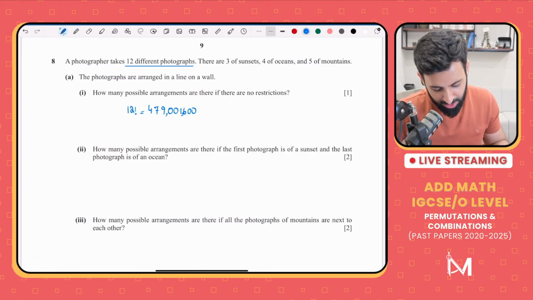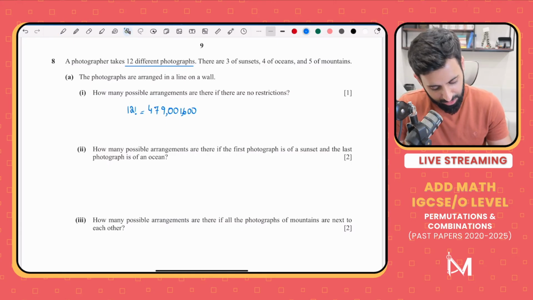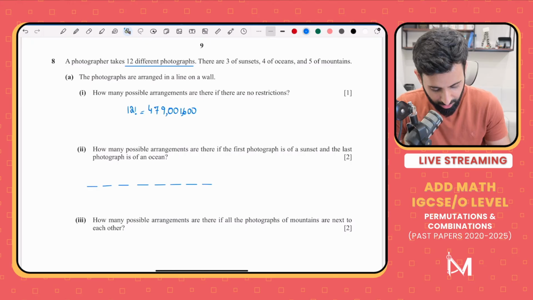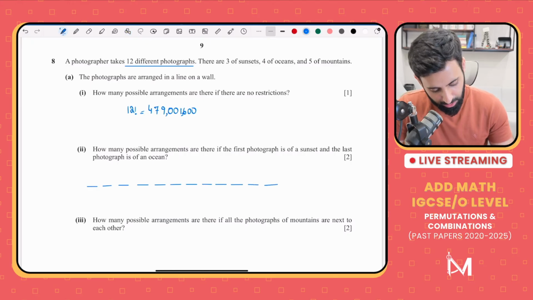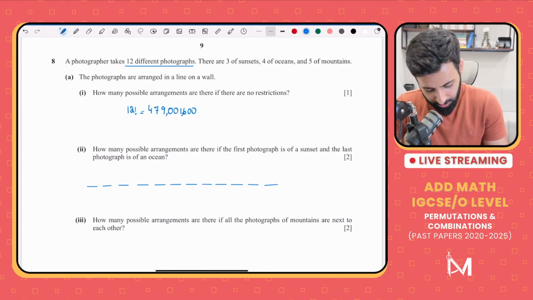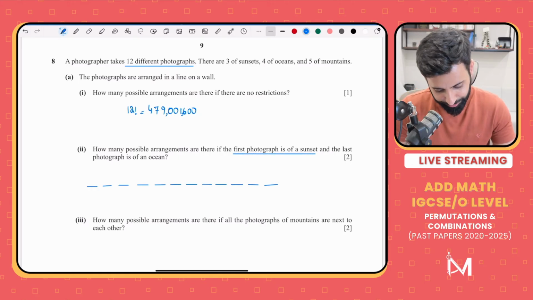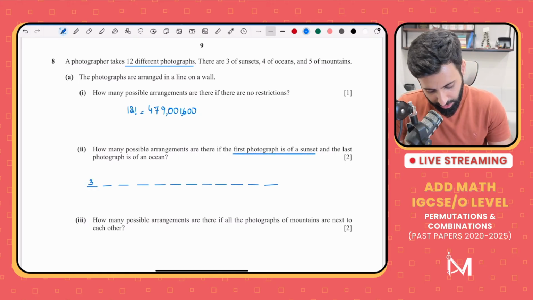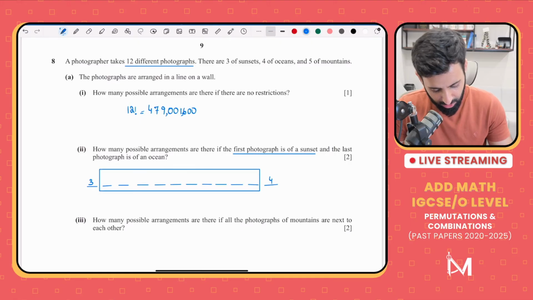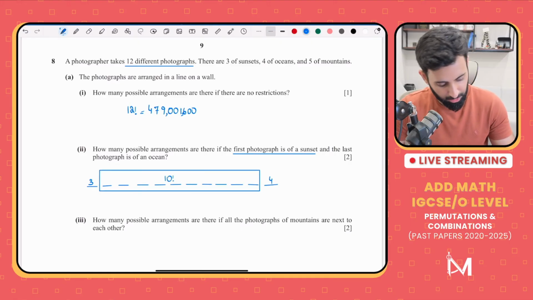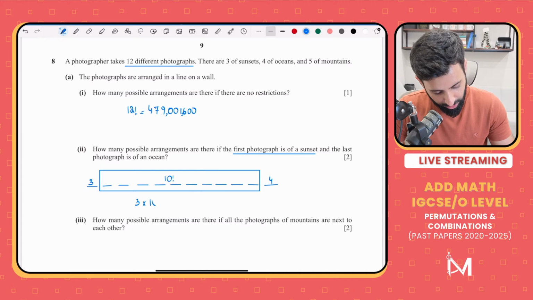How many possible arrangements are there if the first photograph is of a sunset and the last photograph is of an ocean? All right, so here's the thing. 1, 2, 3, 4, 5, 6, 7, 8, 9, 10, 11, 12. Since the first photograph is to be of a sunset, that means we have 3 options. And the last photograph has to be of an ocean, so there are 4 options. In between, we have 10 options, and these can be arranged 10 factorial number of ways. So 3 times 10 factorial times 4.